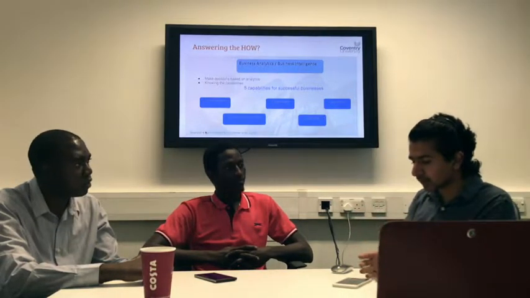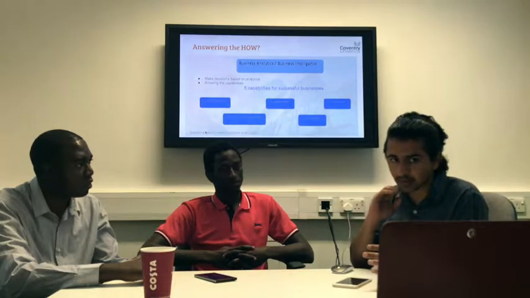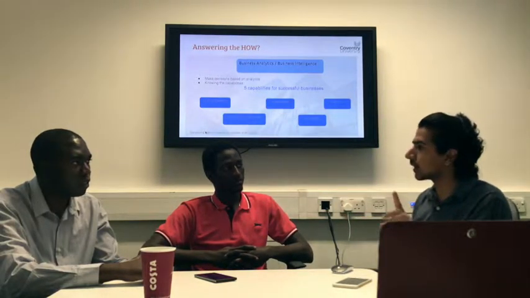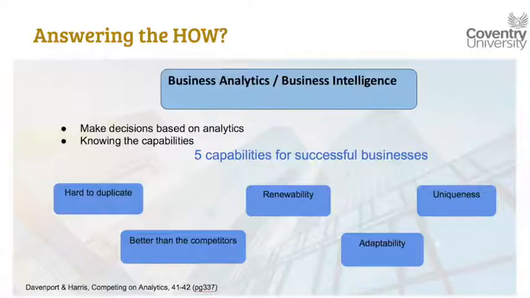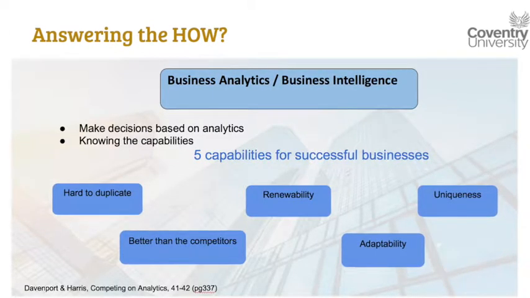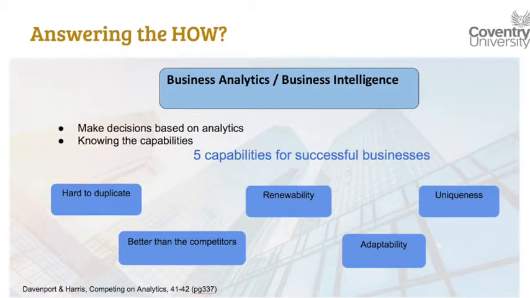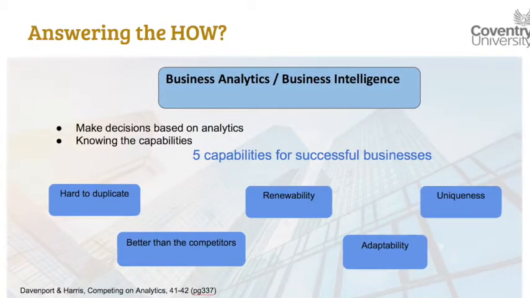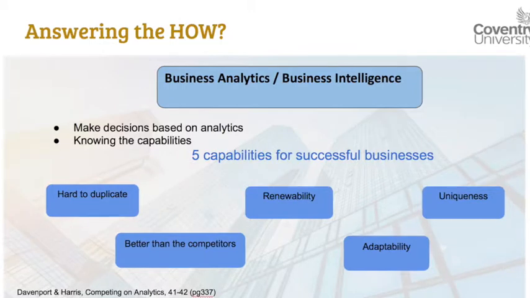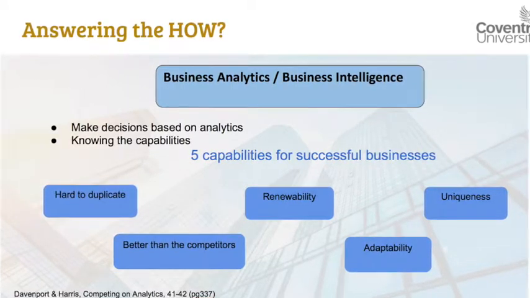So the strategic analysis that needs to be done should carry five capabilities. One, it should be hard to duplicate. Second, better than the competitors. In order to be better, then obviously you need information and knowledge from the market, and what they are doing and how you can do it differently.